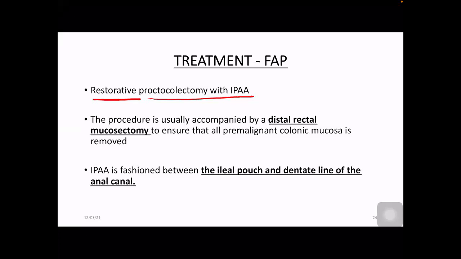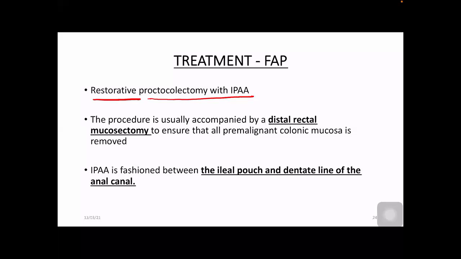You can make a choice of preserving the rectum in case of young individuals who want to preserve fertility, because if you do a proctectomy, there is a high chance the pelvic dissection might result in autonomic nerve damage and might result in infertility. So you understood this concept, right? Can I go ahead? Yes, sir. Yeah, fine.